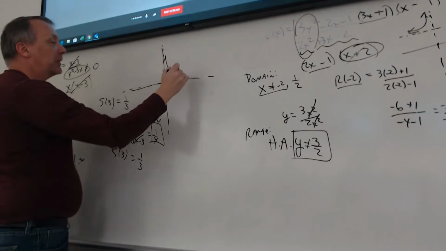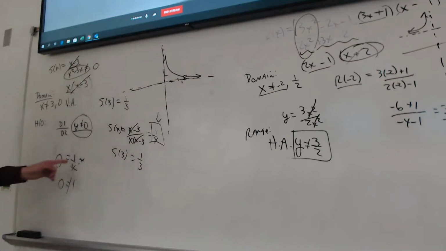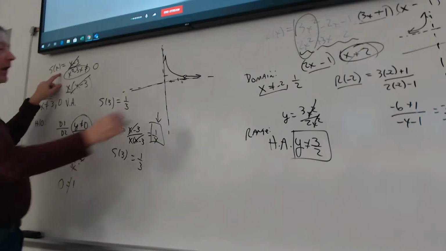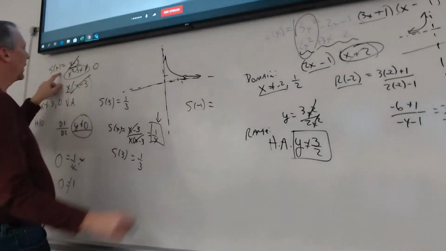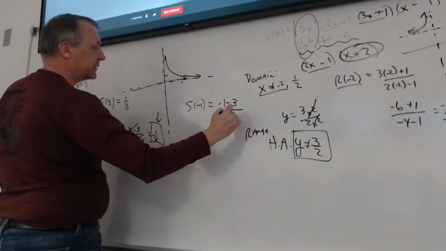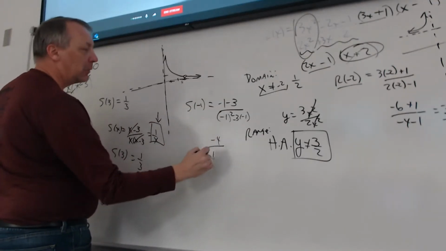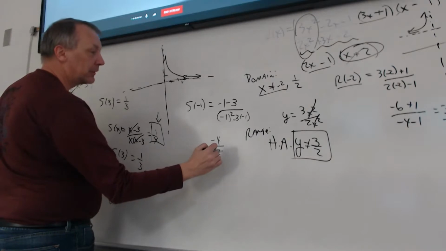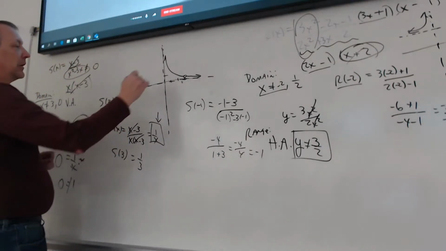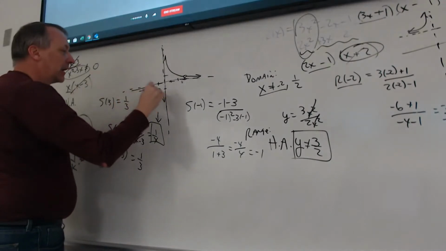Basically, I know it doesn't cross the horizontal, and I've got a hole here. Now over here, I have to just pick a negative number. Any negative number will do. Let's pick s of -1. That's going to give me -1 minus 3 over -1 squared minus 3 times -1. -1 minus 3 is -4. 1 plus 3 equals 4, so -4 over 4 equals -1. So at -1, I'm at -1. I know I'm here. I don't cross, and it's going to look like that.